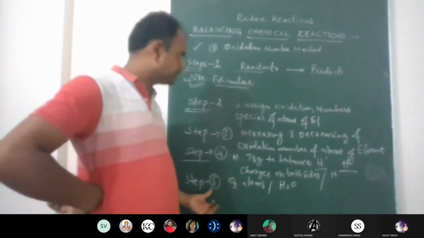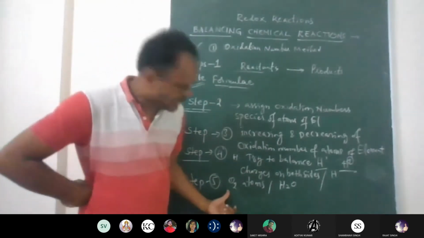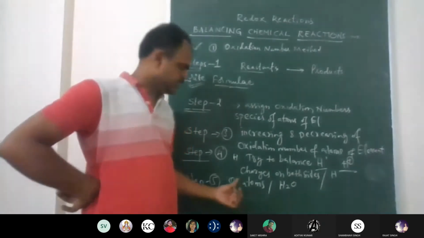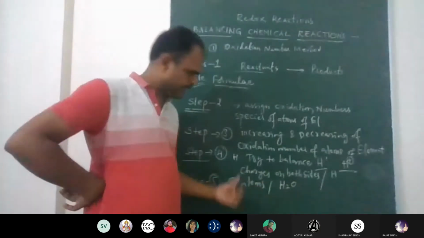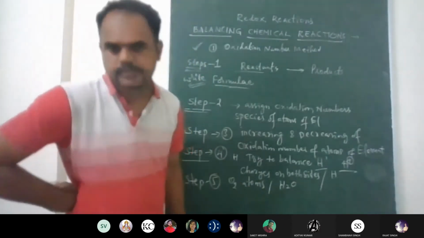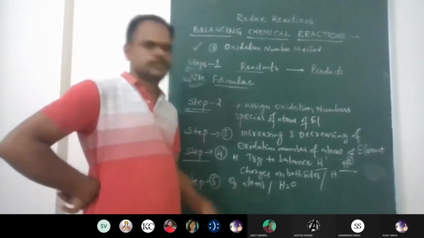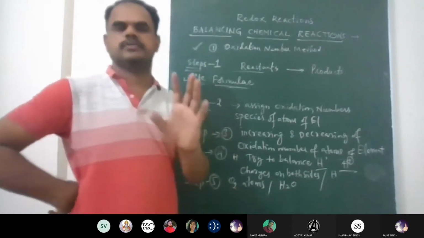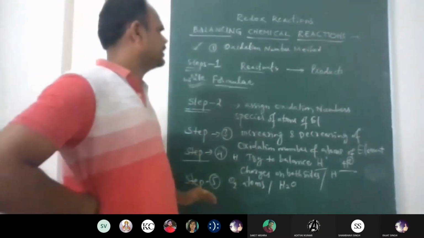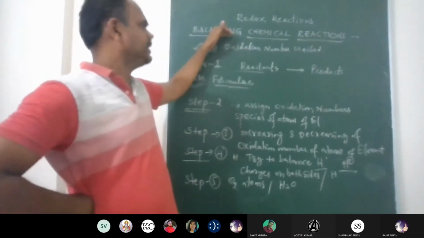And in step 5 of the oxidation number method, we should balance the oxygen atoms on both sides, LHS and RHS, by adding an appropriate number of water molecules. So these are the 5 steps we follow in the oxidation number method for balancing chemical equations.